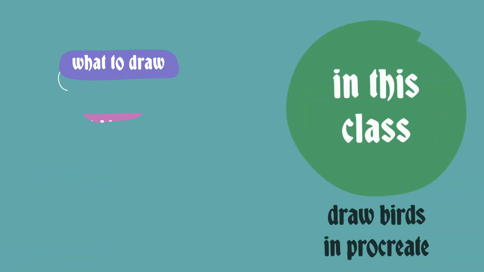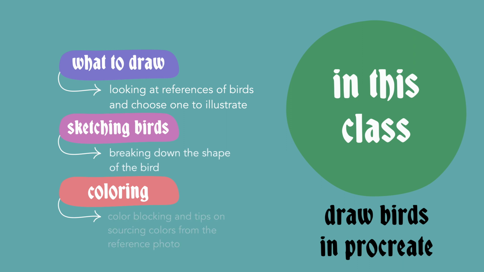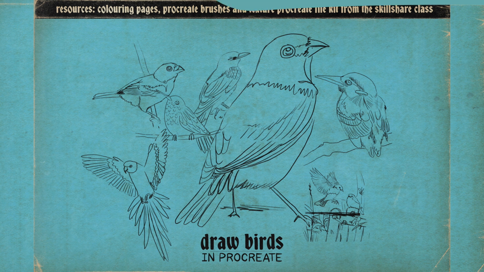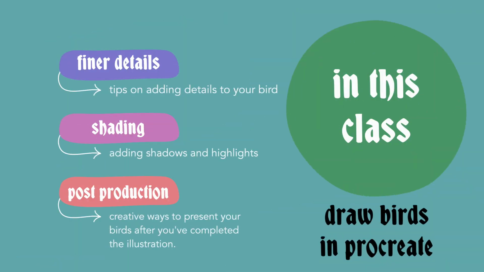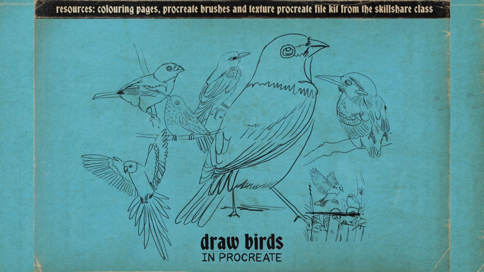In this class, you will: number 1, look at references of birds and choose one to illustrate. Number 2, I'll teach you about sketching birds. Number 3, how to color block. Number 4, we will look at adding details and finer details. Number 5, a look at adding shadows and highlights to your bird. Number 6, and finally, a look at what to do after you've created and illustrated your first bird in post-production.